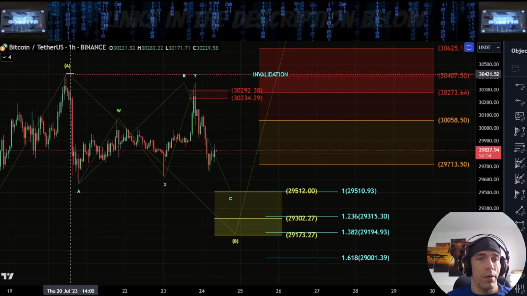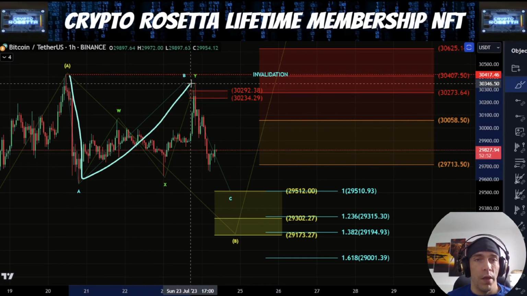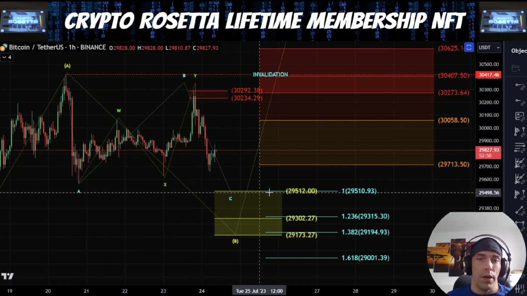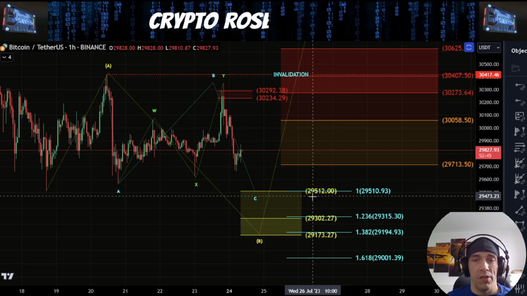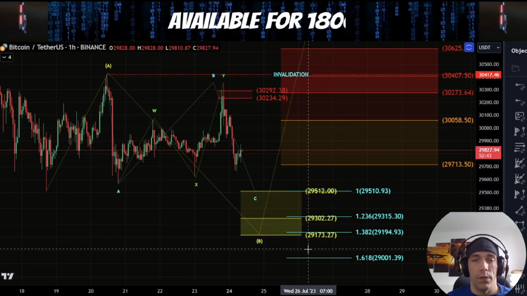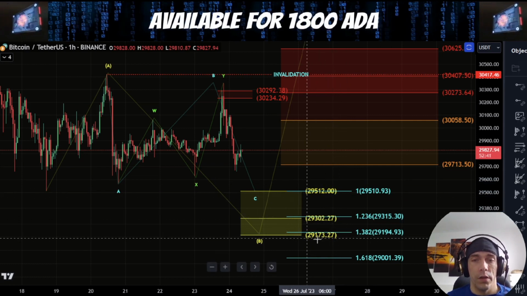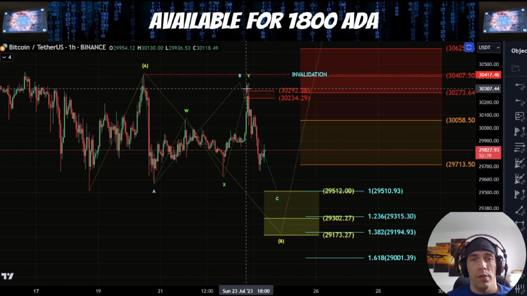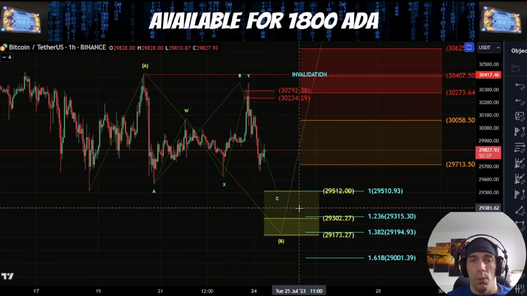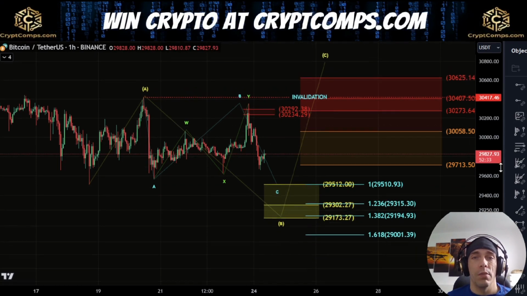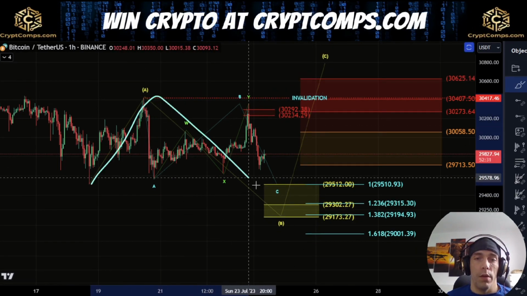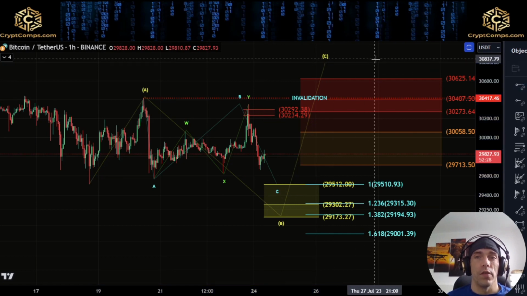But effectively, within this count, what we'd be looking for is a bigger A, B, and C pattern to the downside. So our common target that we look for a B wave is actually here between this 29,512 to this 29,173. If we see this move develop two more waves to the downside here, effectively this would start lining up really nicely with the idea that this is an A wave, this is a B wave, and we're going to see this C wave to the upside.